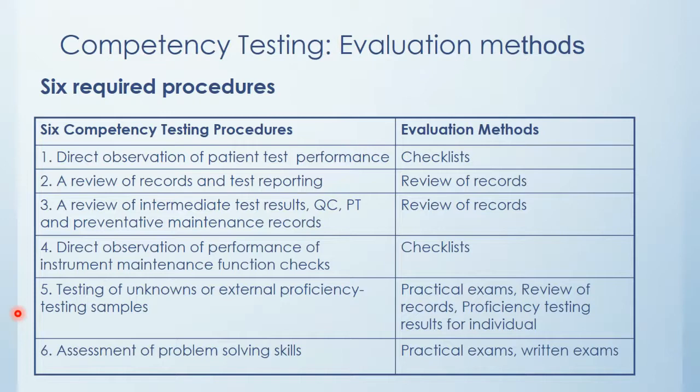Five is testing of unknowns or external proficiency testing samples. So this would be like a practical exam, a review of records, or having an individual do a proficiency test sample. And then six, you have assessment of problem-solving skills. So this would be practical exams or written exams. You could also do direct observation as well.